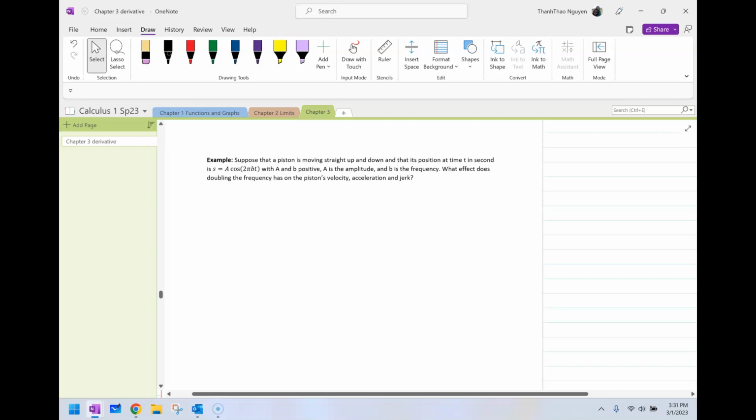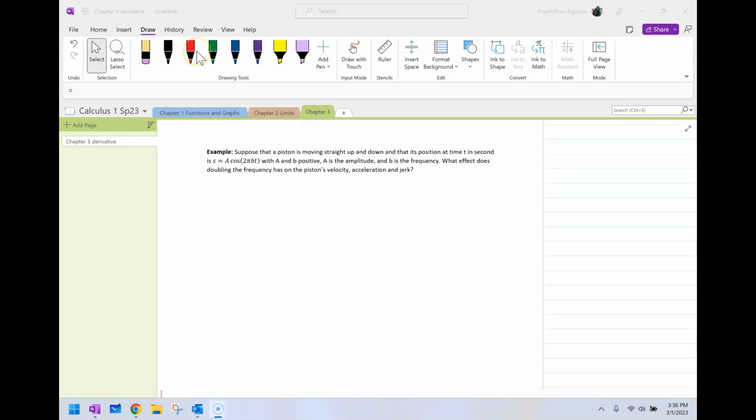Suppose that a piston is moving straight up and down, and that its position at time t in seconds is given by the equation s equals a times cosine of 2 pi bt, with a and b being positive. a is the amplitude and b is the frequency. What effect does doubling the frequency have on the piston velocity, acceleration, and jerk?